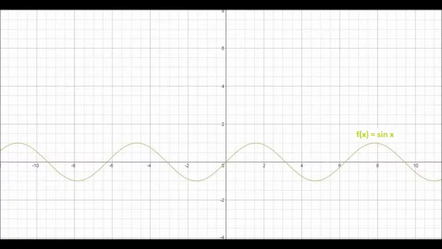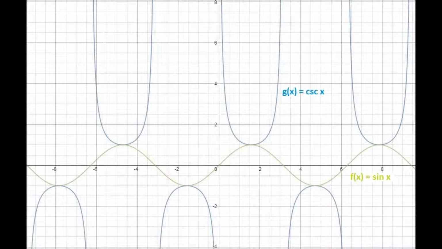Now, the cosecant of x function looks like an upward curve touching the peak of the waves in the positive y-axis and a downward curve in the negative y-axis. So the graph of cosecant x looks like this.